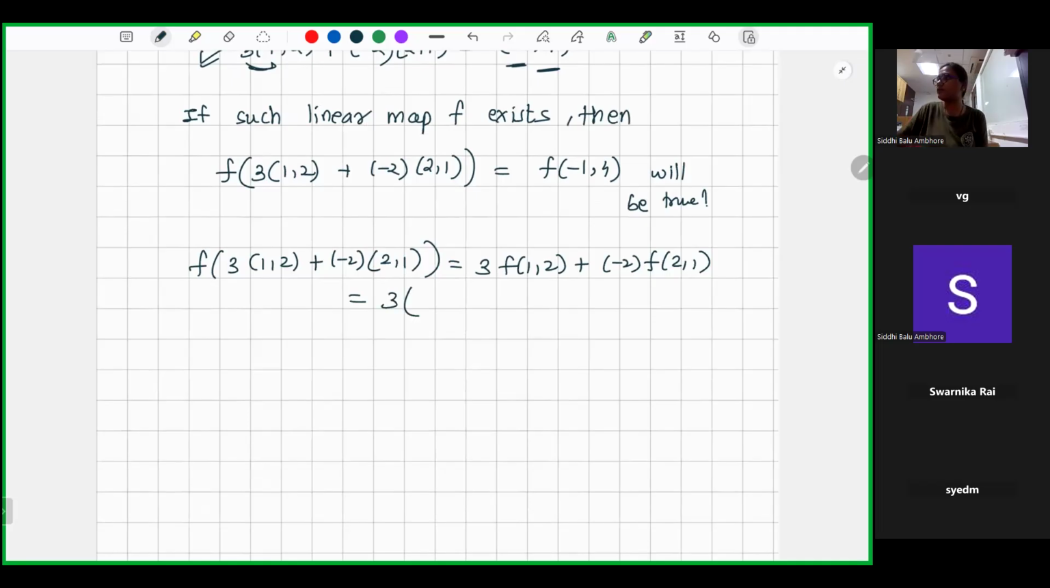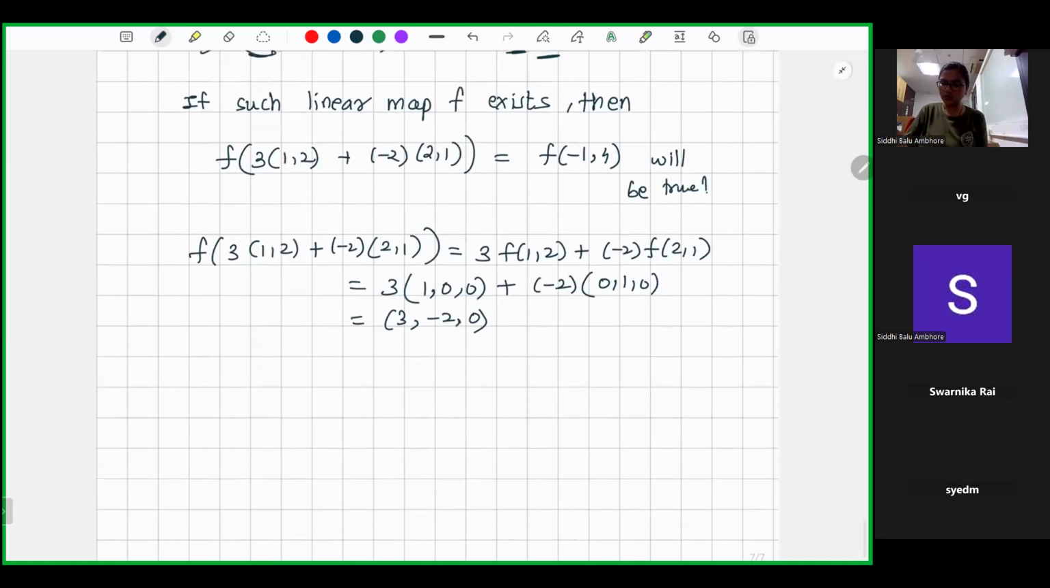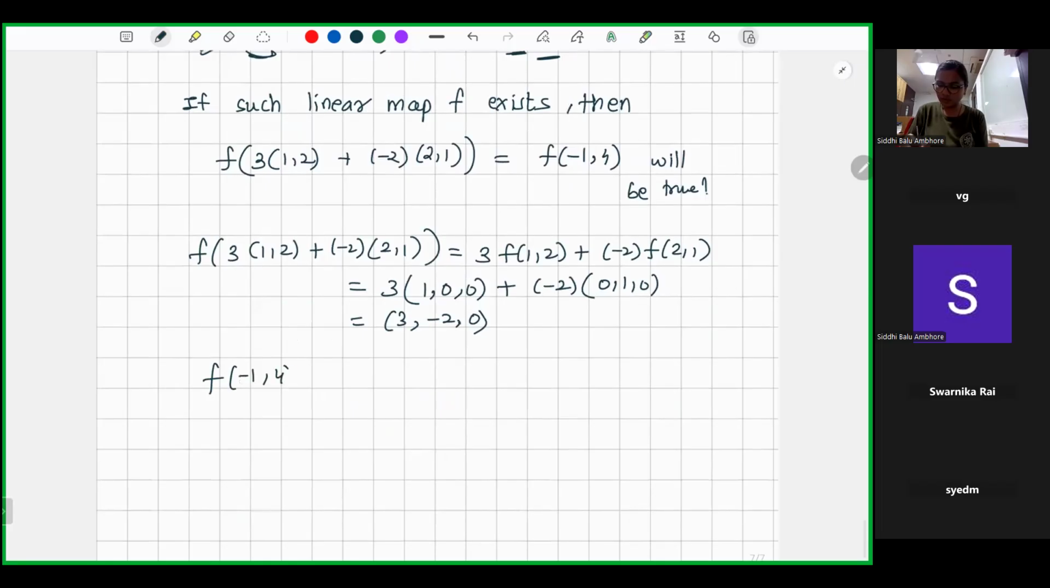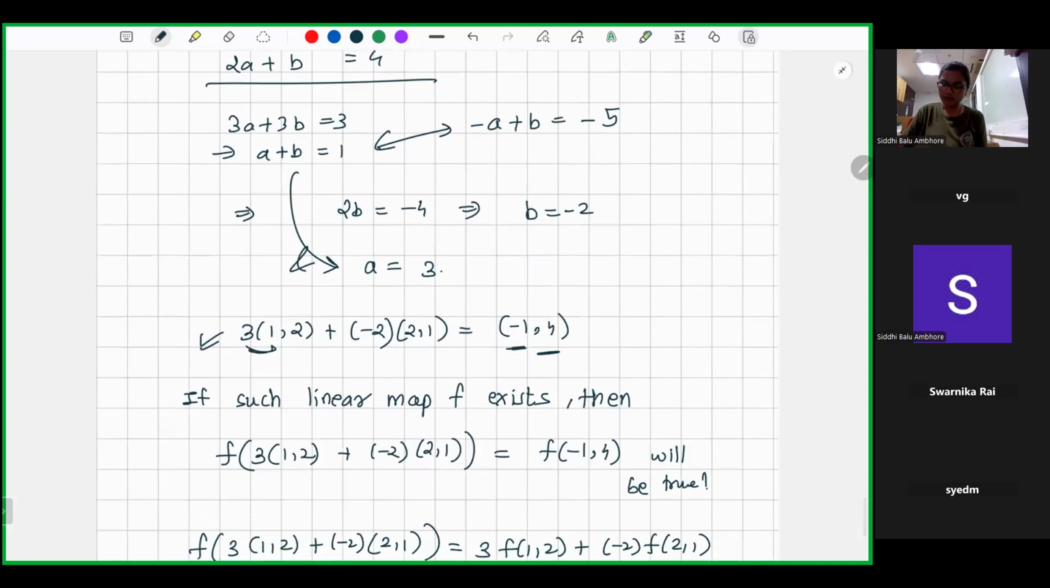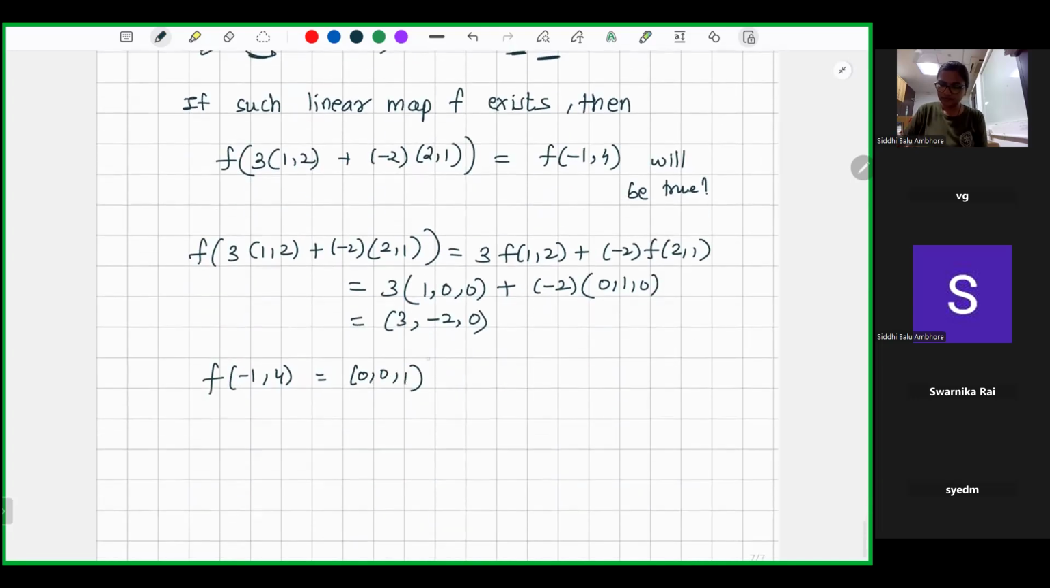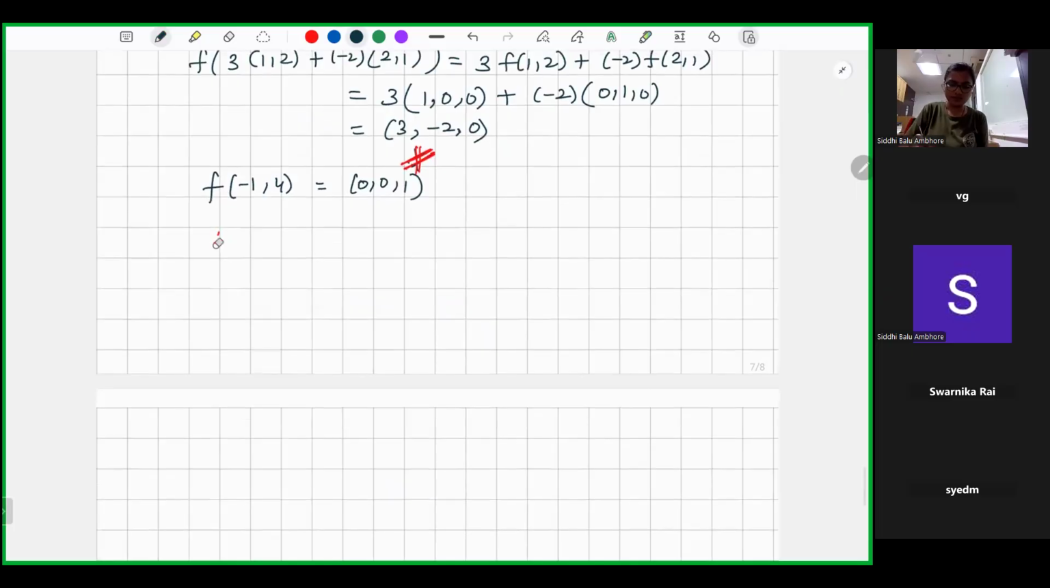And then this is 3 times f of (1, 2), which is (1, 0, 0), plus (-2) into f of (2, 1), which is (0, 1, 0). And this is (3, -2, 0). And what is f of (-1, 4)? It is (0, 0, 1). And these two are not equal. So therefore, hence no such f exists.